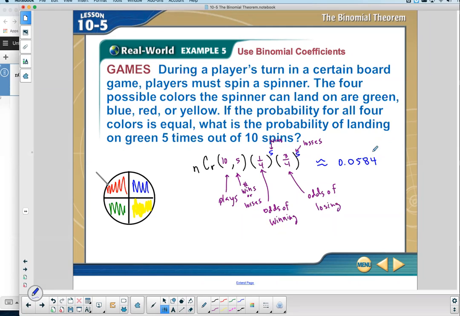0.0584. That's the probability of hitting green 5 out of 10. Whoops, can't write. Sorry, let me try this again. Probability of landing 5 greens out of 10 spins. A lot of times we express this as a percentage, so you'd say 5.84% is how it will be expressed a lot of times.